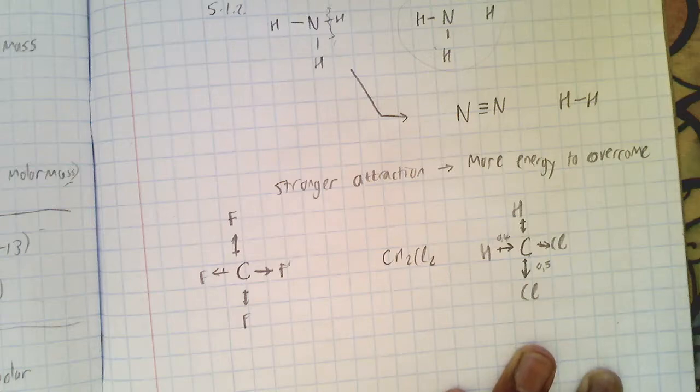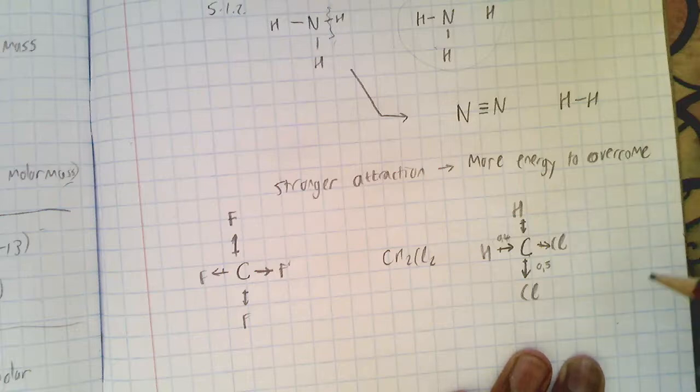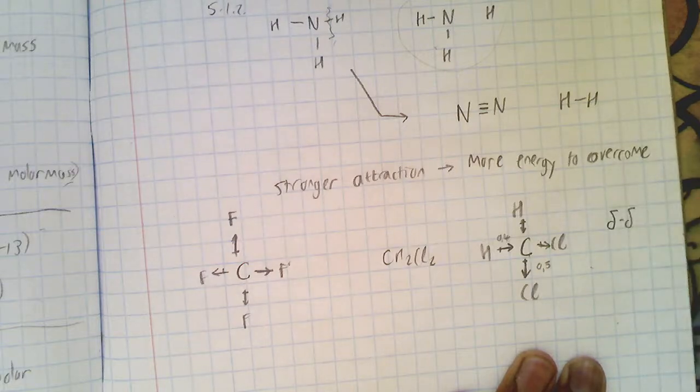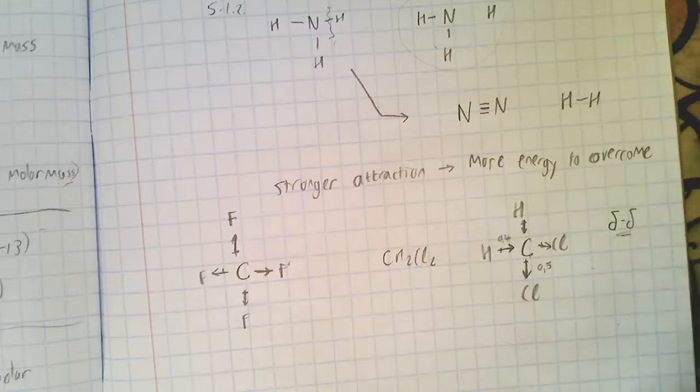The textbook describes it as an asymmetric distribution, which is big words. Basically, the dipoles don't cancel each other out. So this is a polar molecule. We have dipole-dipole forces, no hydrogen bonding, and dipole-dipole is the strongest intermolecular force.